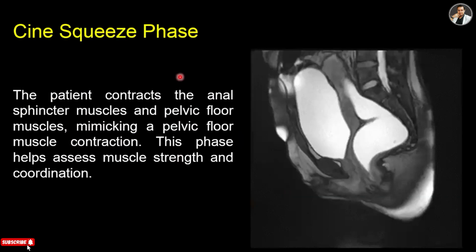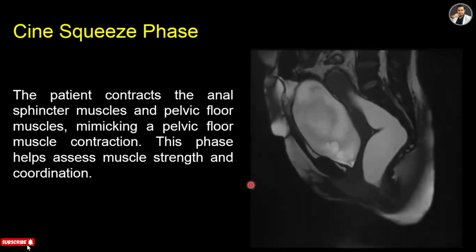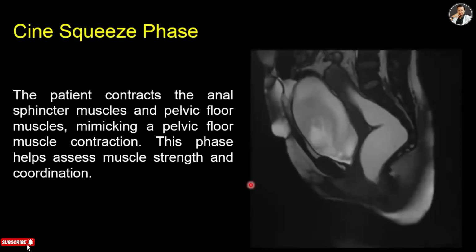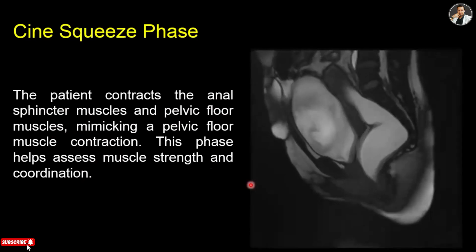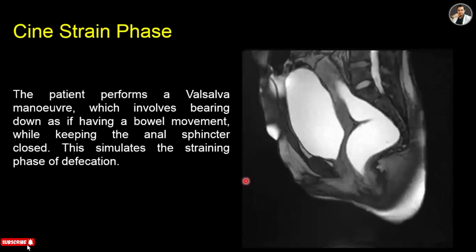And this is the cine squeeze phase after the resting phase. Now you tell the patient to contract the anal sphincter muscles and pelvic floor muscles. So tell the patient to squeeze his pelvic floor muscles, mimicking a pelvic floor muscle contraction. This phase helps assess muscle strength and coordination. So if I play the video, you can see that the patient is contracting his muscles, and the muscles go up and down. So this is the process of the squeezing. And next, the strain phase.